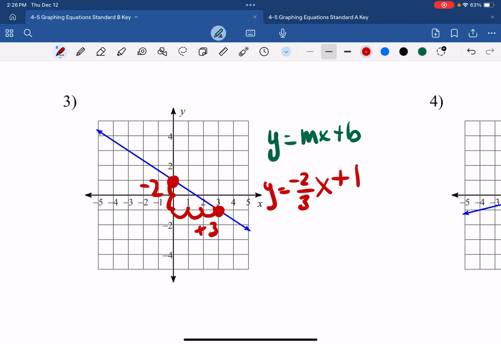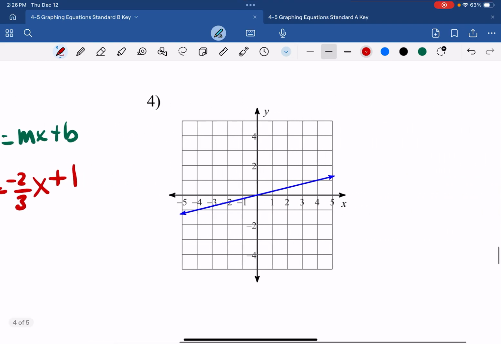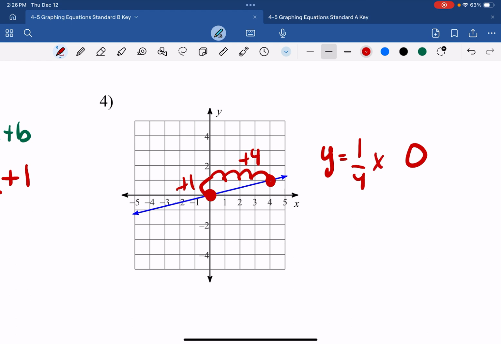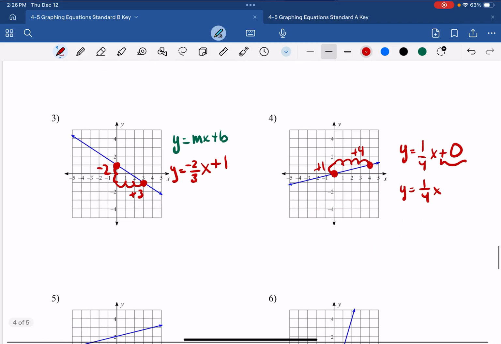All right, number 4. Y-intercept is at 0. Now this is interesting because we're going to have this 0 here, and I'll tell you what to do with it in just a minute. Now I need to find my slope with 2 points. So up 1 to the right 4. So that's 4 over 1x plus 0. Now since this is 0, we don't really need it. We can just write it like that. Okay, so that's the first 4 problems.